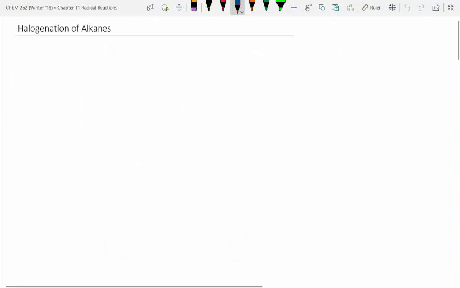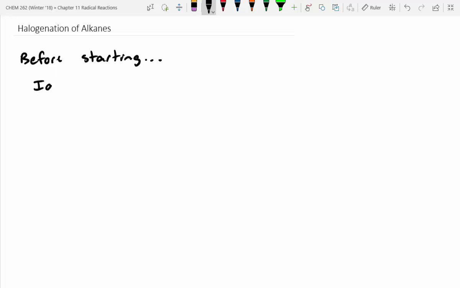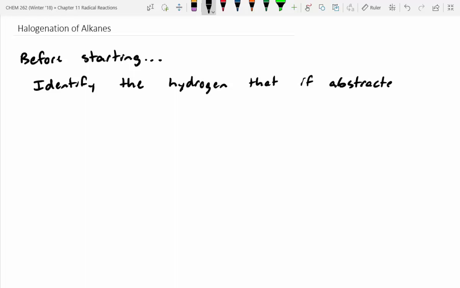So halogenation of alkanes. And I'll show you a good trick before you get started with anything. And the trick is to identify the hydrogen that, if abstracted, would result in the most stable radical.